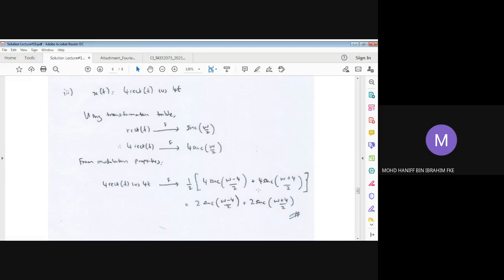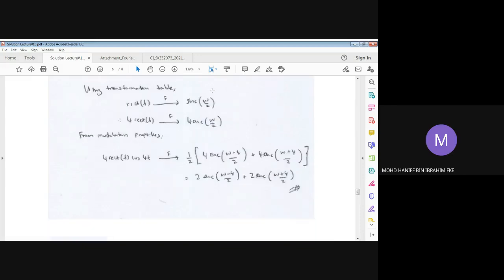The property of modulation, if you can recall, is half X of omega minus omega naught plus half X of omega plus omega naught. So that should be the result of your modulation properties for this particular signal here. Any question on this example? Is that clear on this?